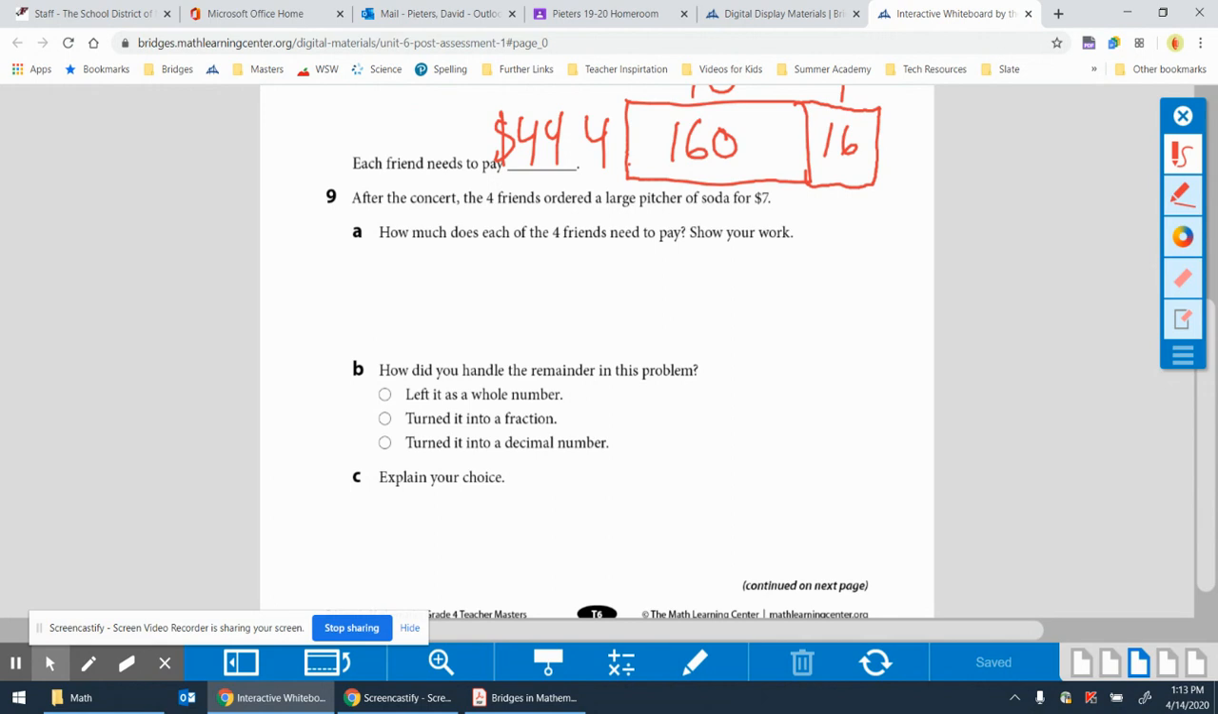Now this one's a little bit different. After the concert, 4 friends ordered a large pitcher of soda. How much does each of the 4 friends need to pay? So now we're doing a $7 pitcher of soda, and we're dividing it between the 4 friends.